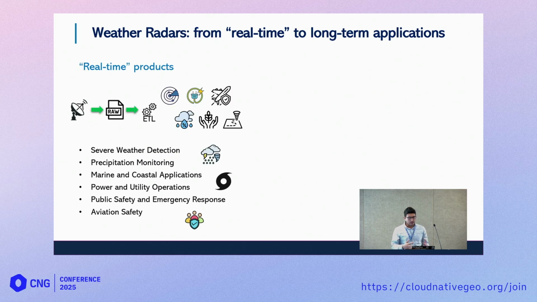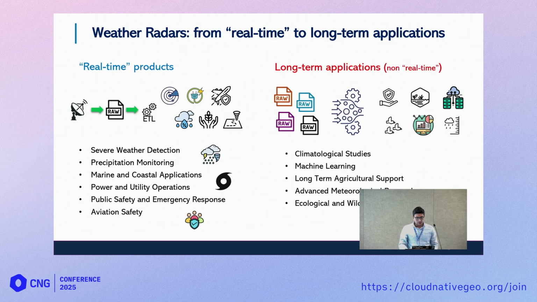So, let's start with some common applications. The first one is the one that we might already know. We use it for real-time applications, which means we translate single measurements into actionable insights. All of us want to know when a tornado is coming, and that's where this approach is really useful. It supports severe weather detection, precipitation monitoring, as well as aviation safety.